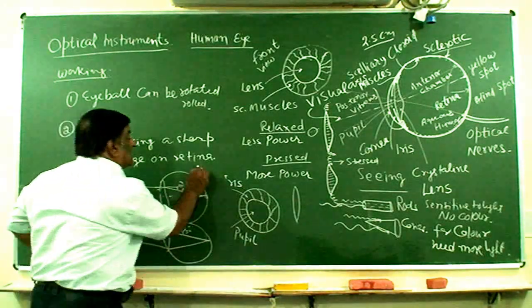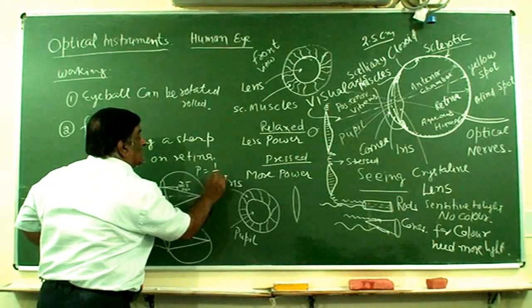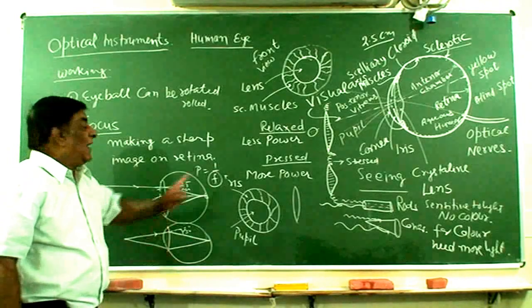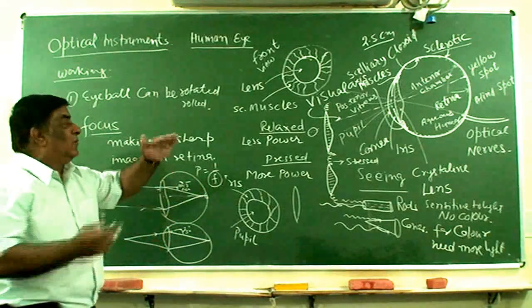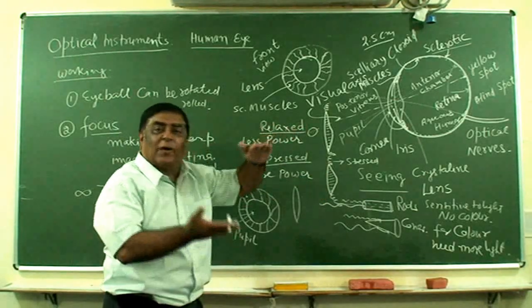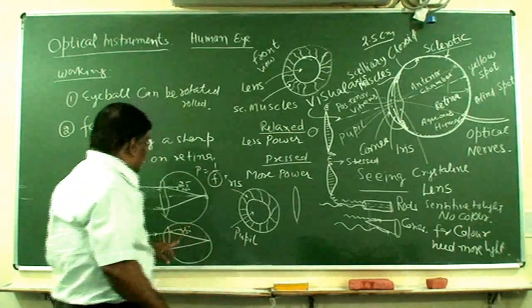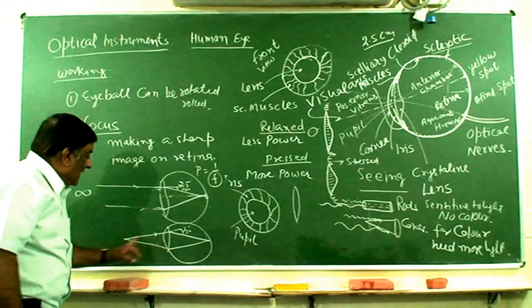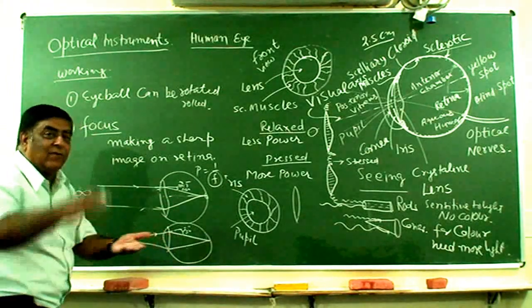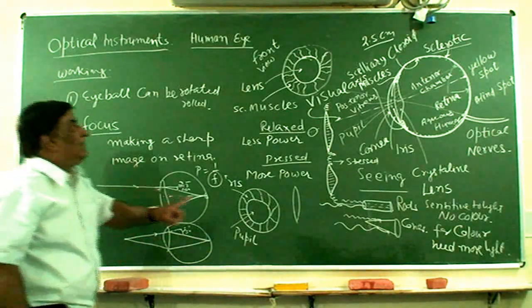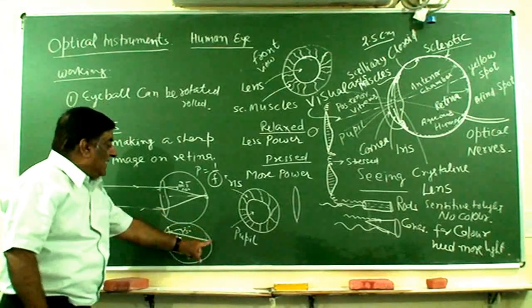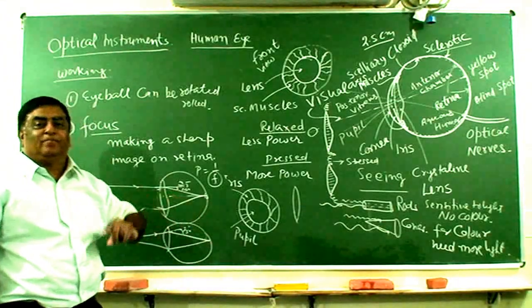How is the power increased? The answer is, power is increased when focal length becomes smaller. How does the focal length become smaller? When the lens becomes thicker. When the lens becomes thicker, the focal length becomes smaller. So, bending less, bending more. So, this lens itself becomes thicker with the help of ciliary muscles, so that the bending is more, and again the image is sharp here.